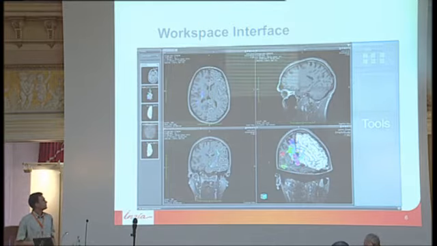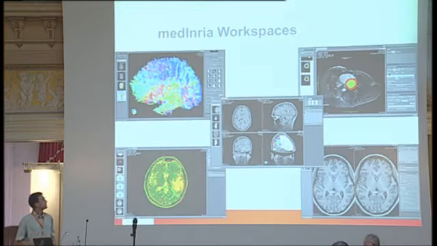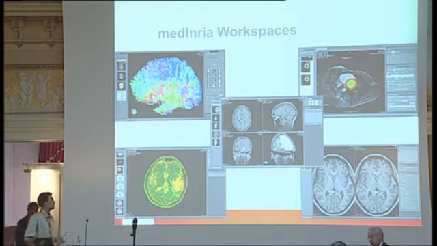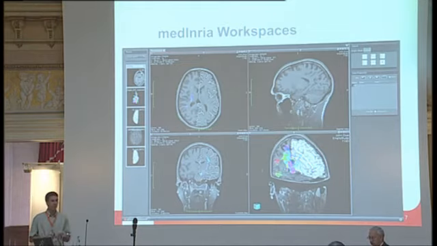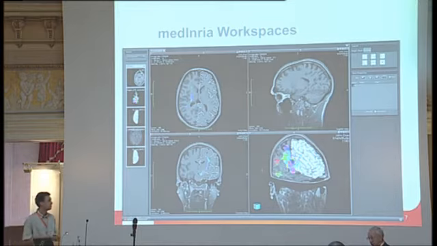So now that you know what a workspace is, we have 5 main workspaces in MedInria. Of course, today I won't have time to present all of them, so I'm going to skip some of them. But just to give you a quick overview, this is the visualization workspace that I already spoke about. You can view 3D data, 4D data, you can view fibers, you can view diffusion images, tensors, surfaces, well, whatever you can do with other software as well.